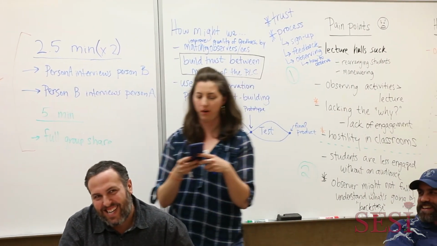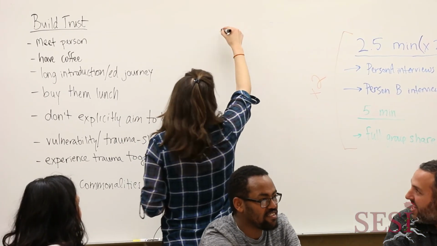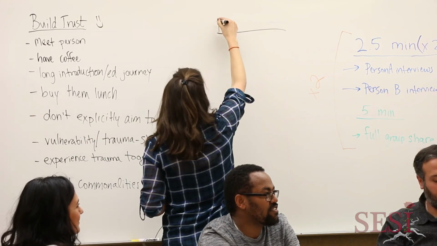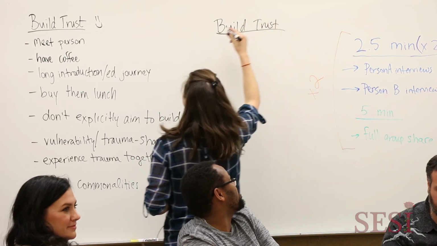Okay, my timer didn't go off, but I'm going to stop us there. So next we're going to do 1 minute. Come up with as many terrible ideas as you can for building trust. I want you to actively brainstorm bad ideas. Trust building exercises. Terrible.